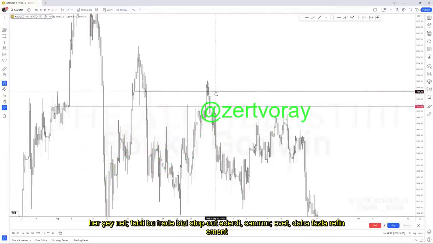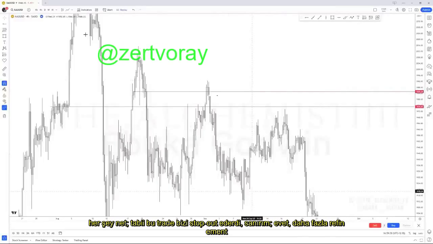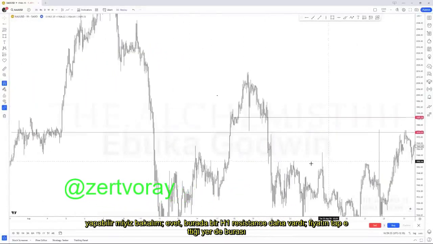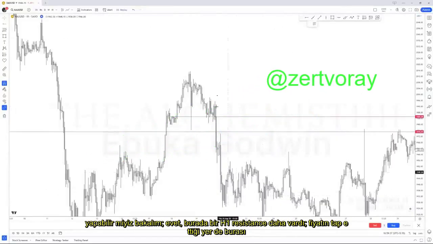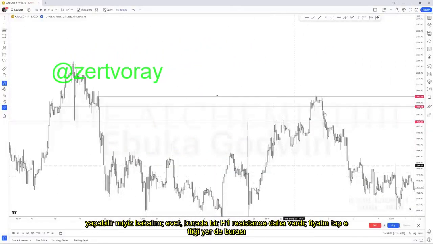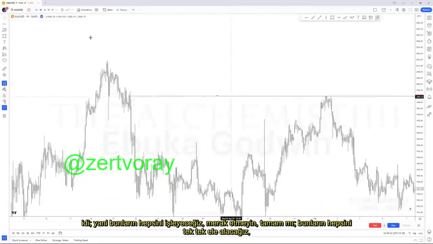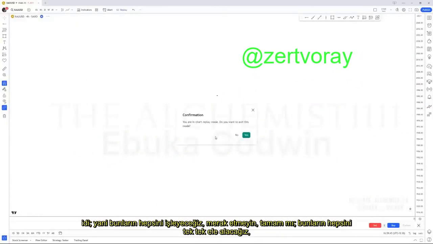Now, this, of course, would have stopped us out, I think. Let's see if we could do more refinements of this. We had one more H1 resistance here. That is where it tapped into. So we will go through all of that. Don't worry, we will go through all of it. That is not a problem.